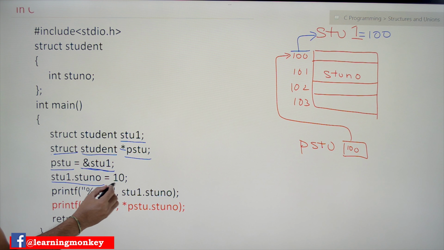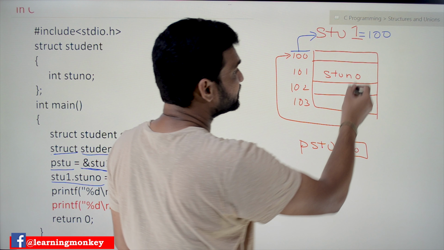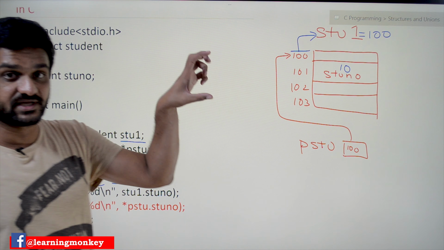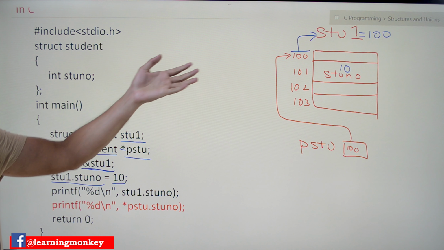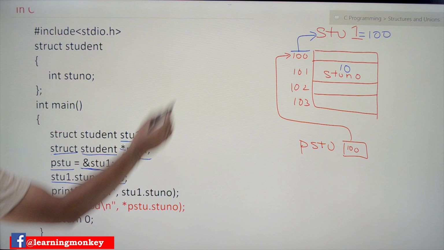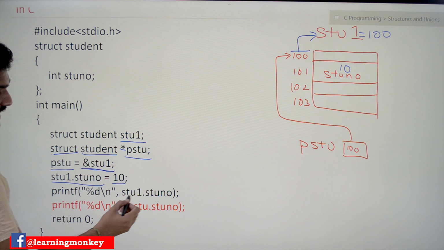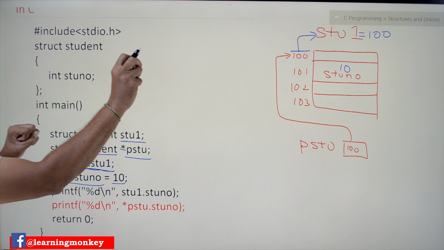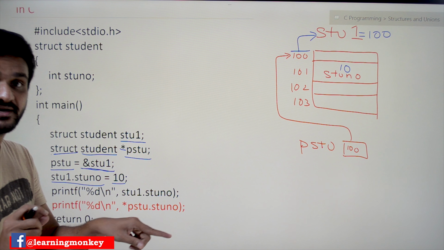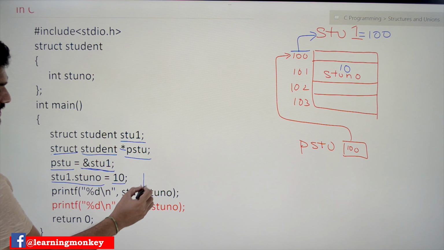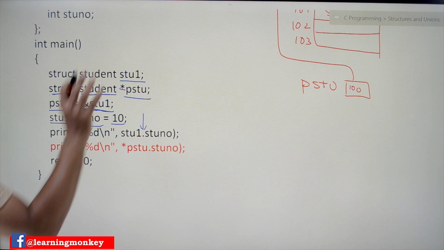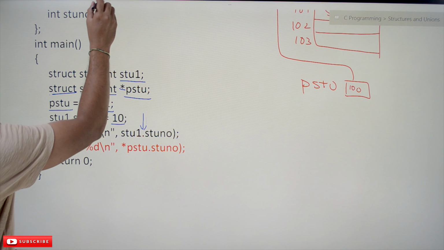The next one is stu1 dot stu number is equal to 10. Now these 4 bytes of memory will get stored with 10. Now we are trying to print the value. We are trying to access the 10 and print it. How can that accessing of structure members be done? It is done by using the dot operator. This concept we have already discussed. So the accessing of the members is done by using the dot operator.